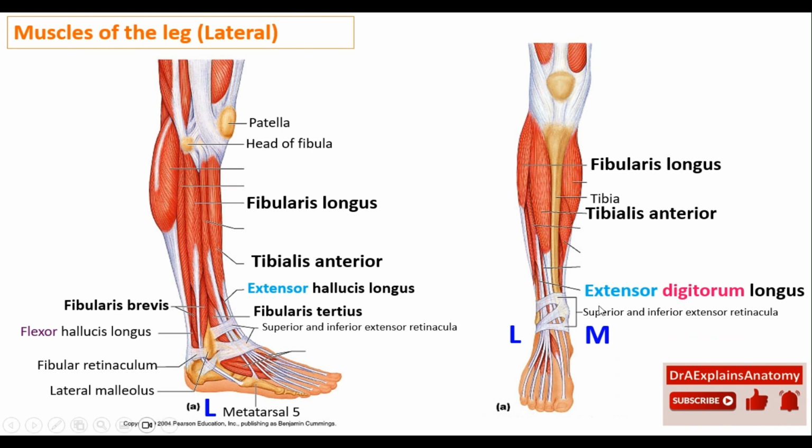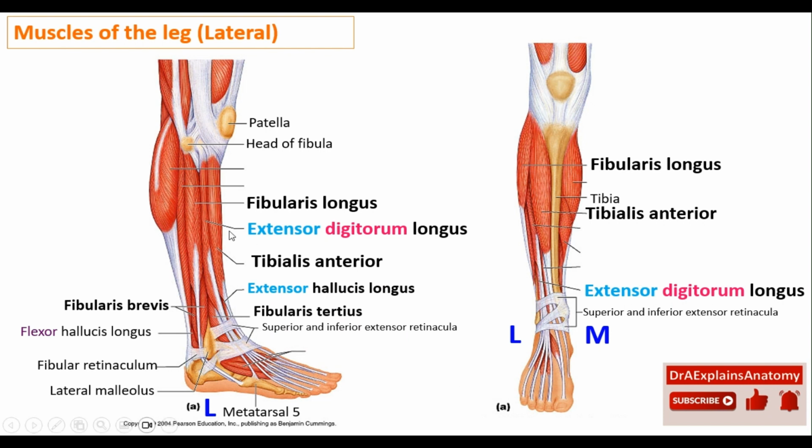This right here is the extensor digitorum longus. So we have extensor hallucis longus and the extensor digitorum longus. This is for the digits, the toes, and this is for the big toe only. Both are on the anterior aspect.